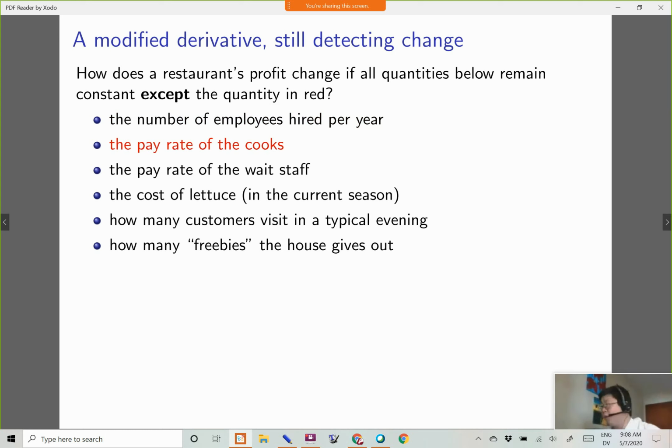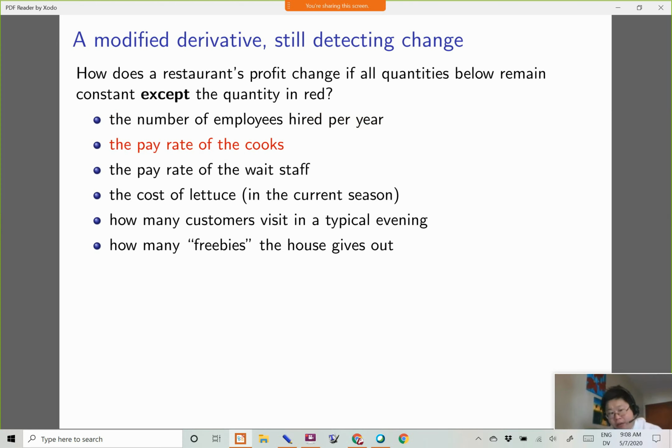So the number of employees hired per year is still 2, and the cost of lettuce is staying the same, but now the pay rate of the cooks, they're like, we should give those cooks a raise, right? And if they're going to do that, what changing that hourly rate that the cooks make, how's that going to change the profit of the company?